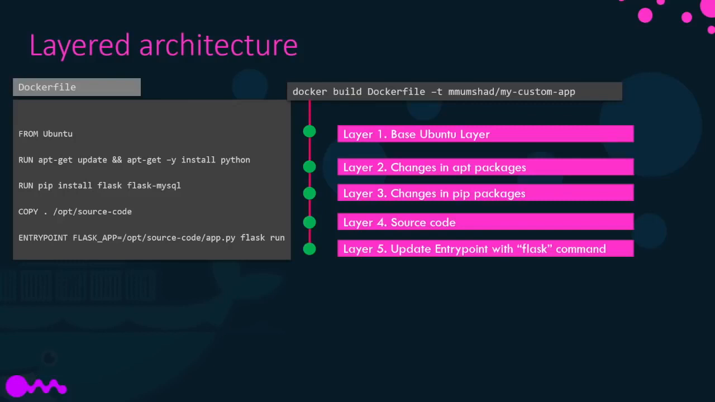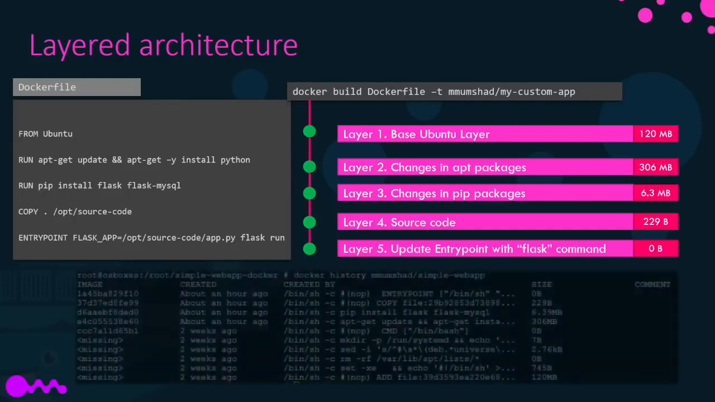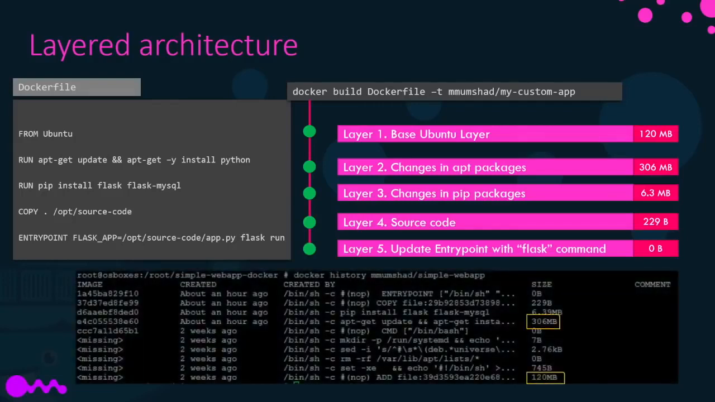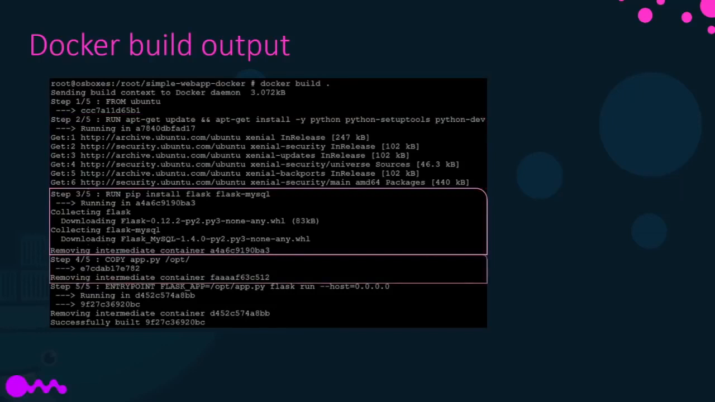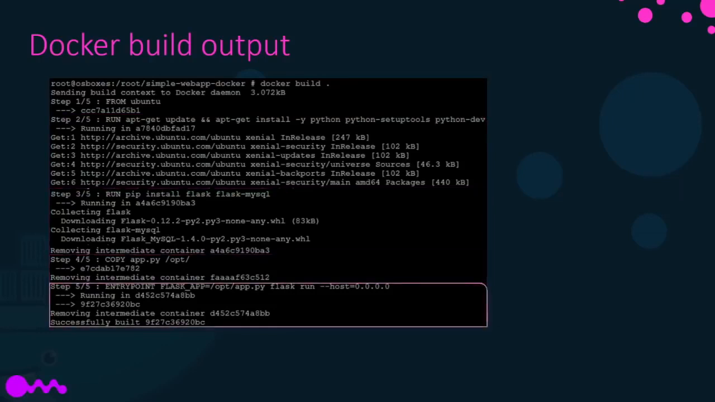Since each layer only stores the changes from the previous layer, it is reflected in the size as well. If you look at the base Ubuntu image, it is around 120 MB in size. The apt packages that I install is around 300 MB, and the remaining layers are small. You could see this information if you run the docker history command followed by the image name. When you run the docker build command, you could see the various steps involved and the result of each task.